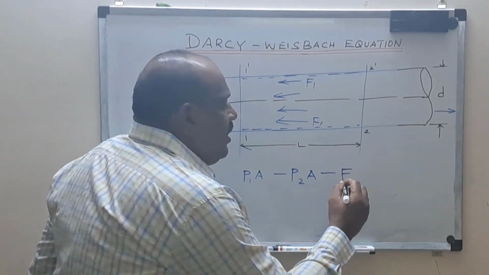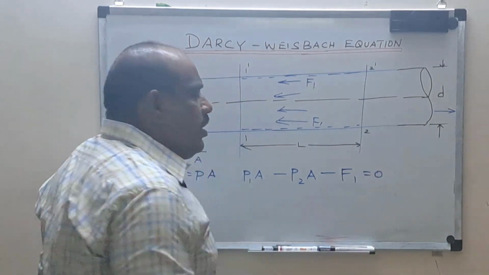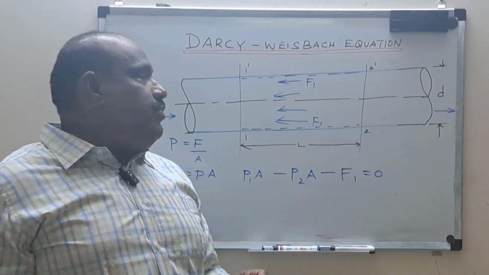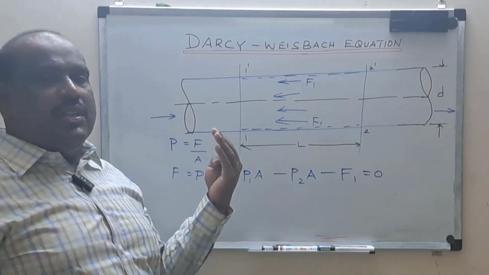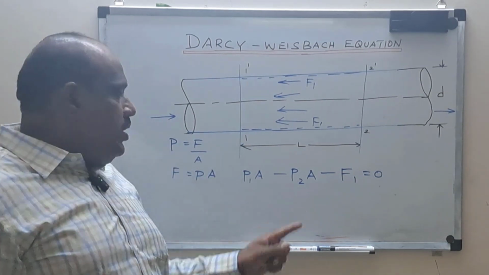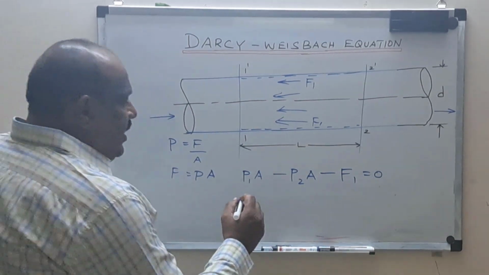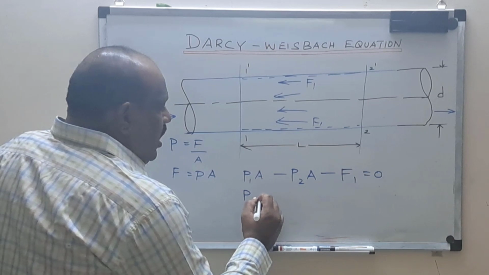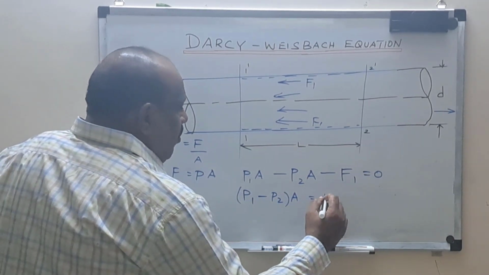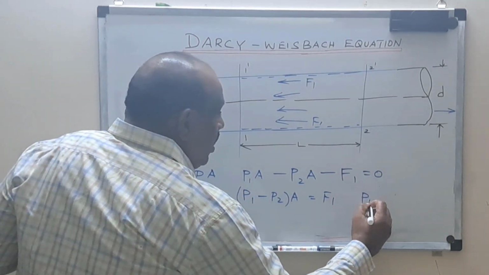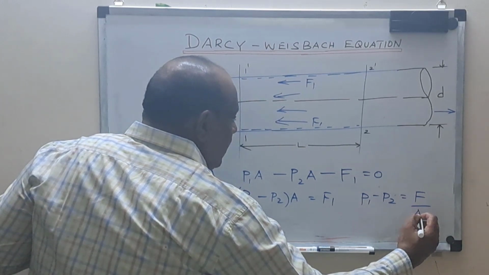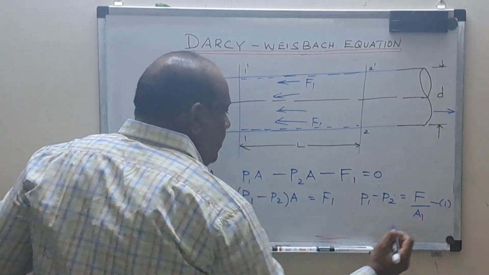Why am I putting a minus sign? Minus F1 equal to 0. If you are not happy, you can even put F, nothing wrong in that. So F1 here indicates the frictional force. Why put a negative sign? Because this force also will try to nullify the motion, will try to resist the motion. So from this term, we can take A as common. So P1 minus P2 of A equal to F1. So P1 minus P2 will be equal to F1 by A. We call this equation number 1.